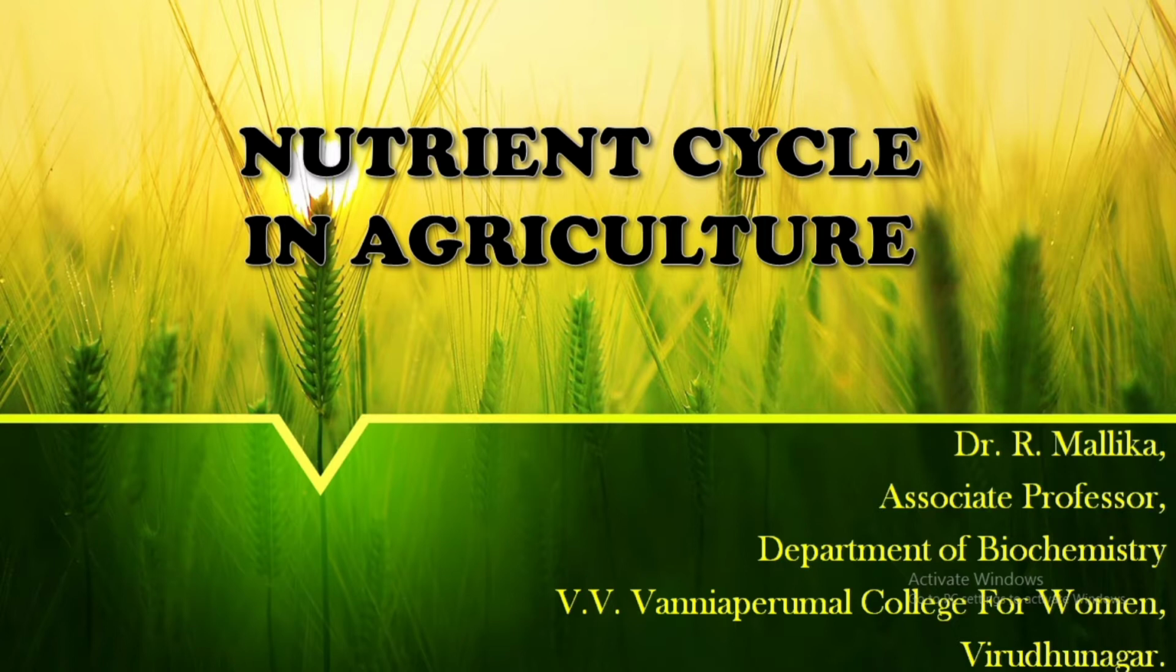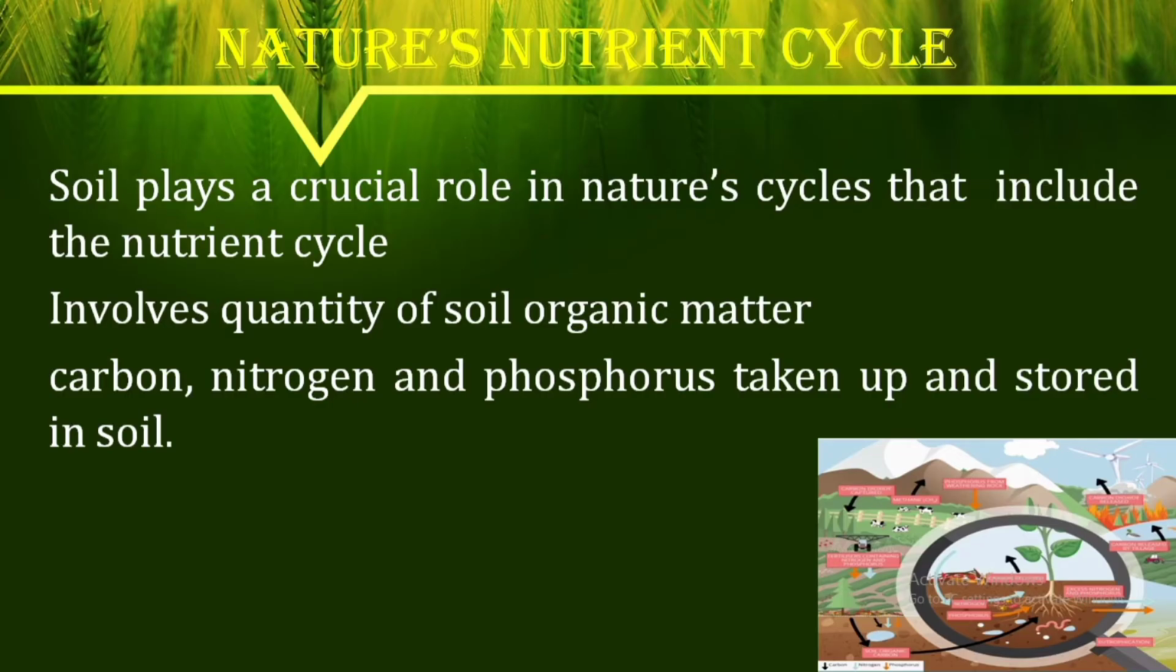In this video, I am going to talk about nutrient cycle in agriculture. A good understanding on nature's nutrient cycle is very important for organic farming. Soil plays a crucial role in nature's cycles, including the nutrient cycle, which involves how much soil organic matter, that is carbon, nitrogen and phosphorus, is taken up and stored in soil.